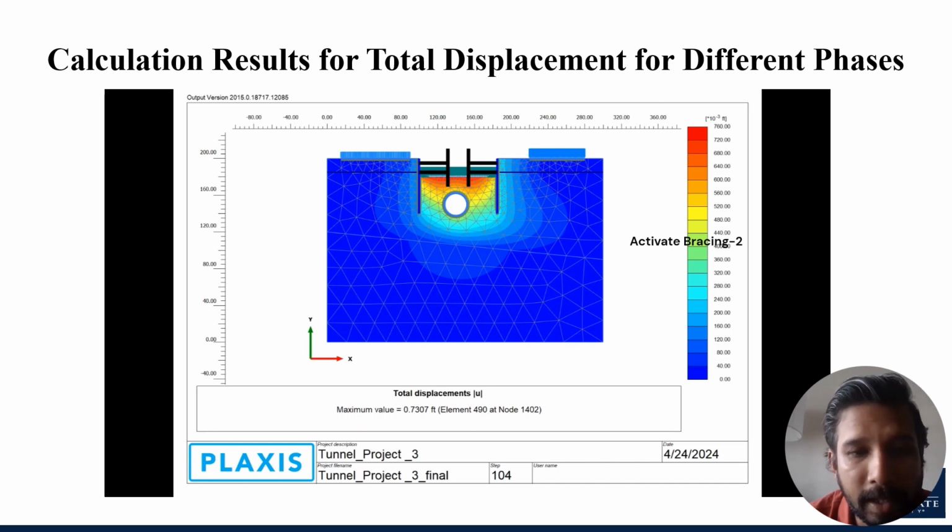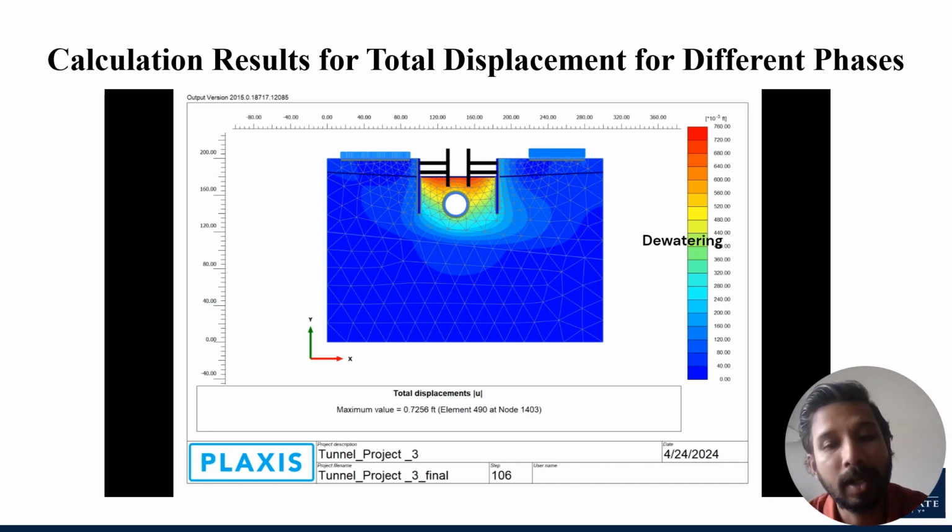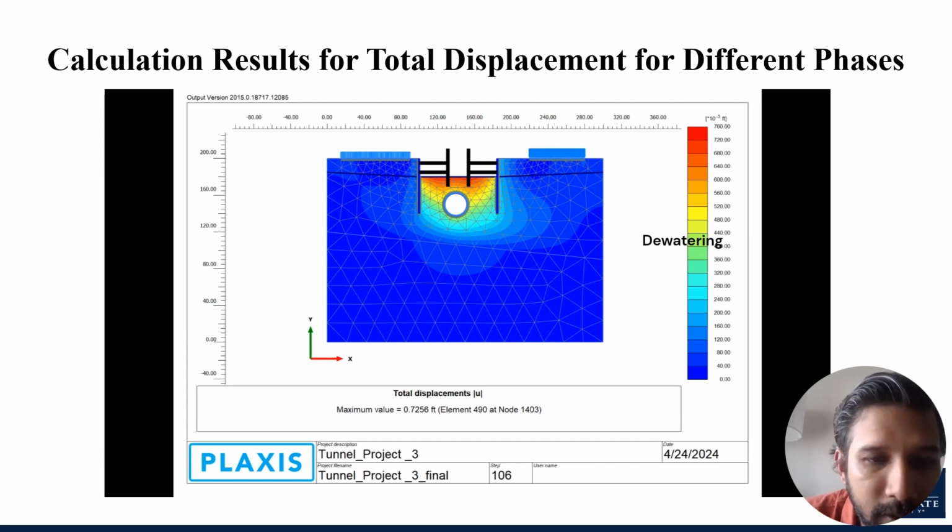So now our second layer bracing is applied to give our diaphragm wall extra support to resist the lateral earth pressure. And here is the dewatering phase. Before construction, we dewatered the water from our excavation site, so there is a little bit of drop down of the groundwater table.